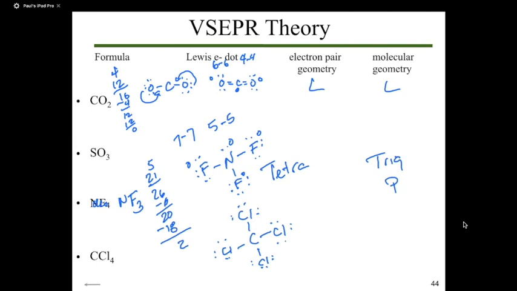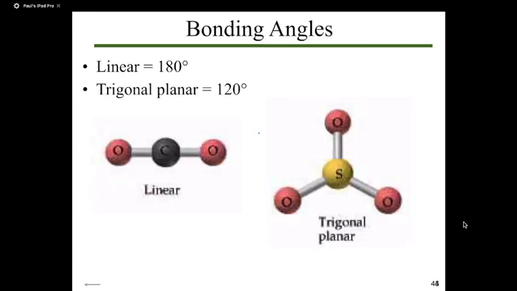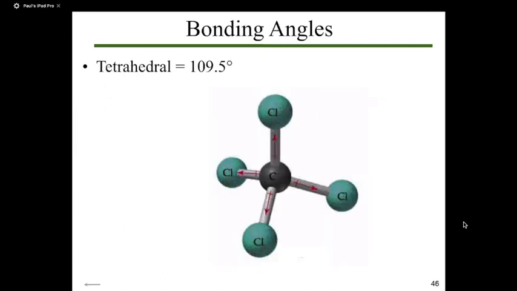Okay, and if I look at that, there are 4 pairs around the central atom carbon. That means it's tetrahedral. And when I look at it, are there any non-bonding pairs? No, so it's tetrahedral. Carbon tetrachloride. All right, I've already taught you the bond angles.